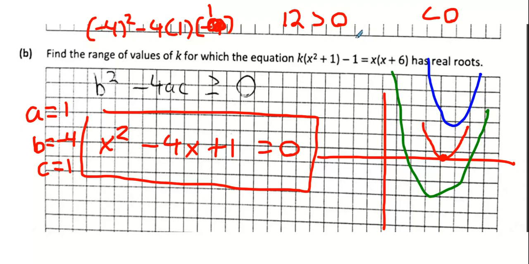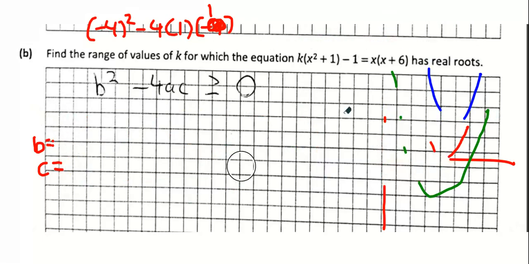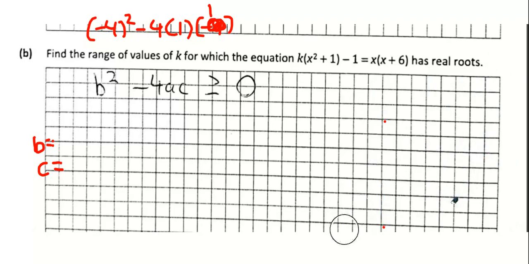Green. 2 real roots. If it equaled 0, what would it be? Red. Both roots are the same. And if it was less than 0, what would it be? The blue one, which means no roots. Now, we're clearly told that this one has what? This one has real roots. And real roots means bigger than or equal to 0. Now, here we go.